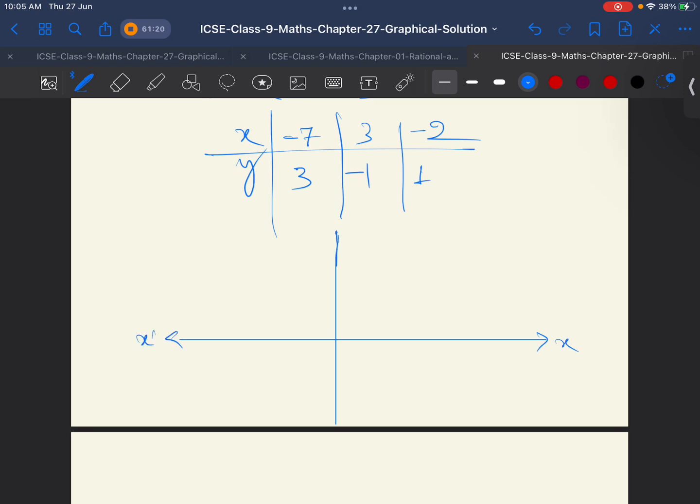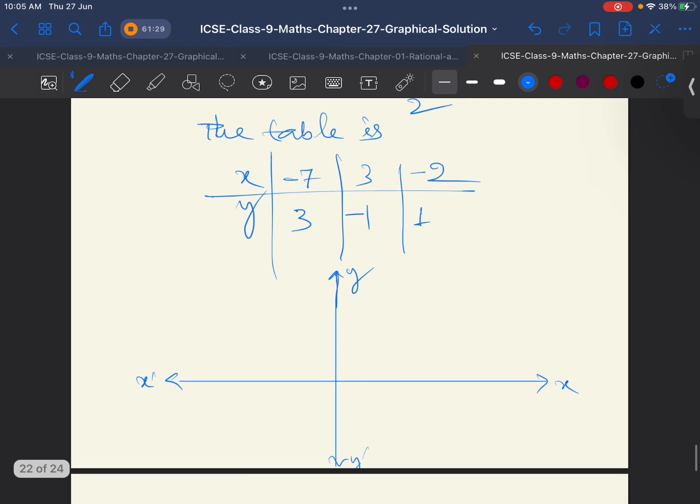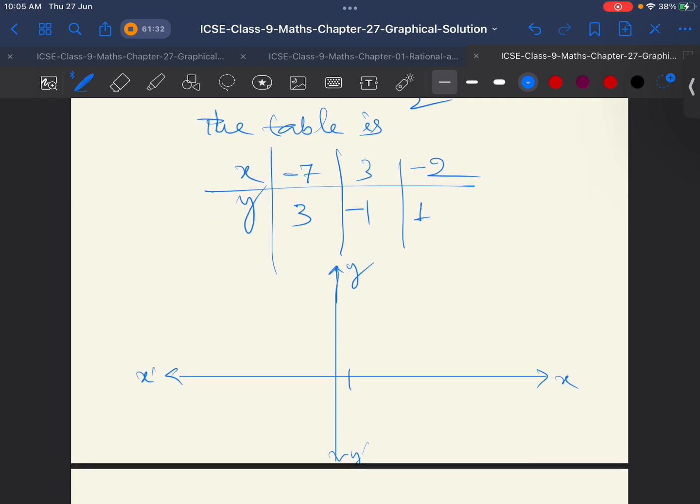X and x dashed, y dashed. Okay, so now we plot these points in the graph. Okay, first 0 minus 5 8 10, 2 4 6 8 10. So here look, 2 centimeter equals to 1 unit.